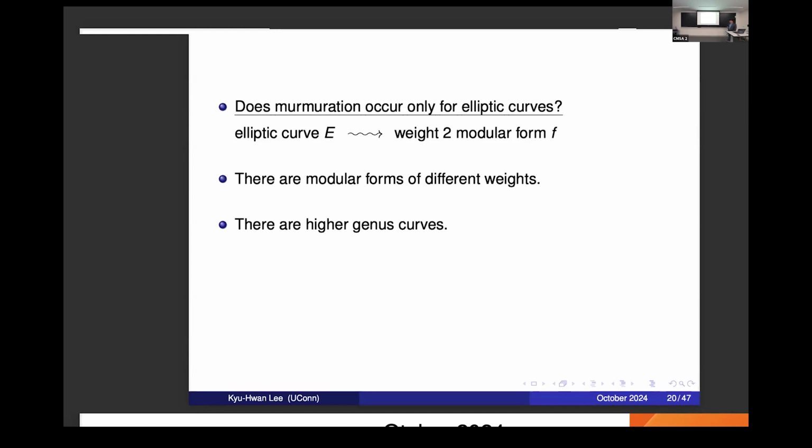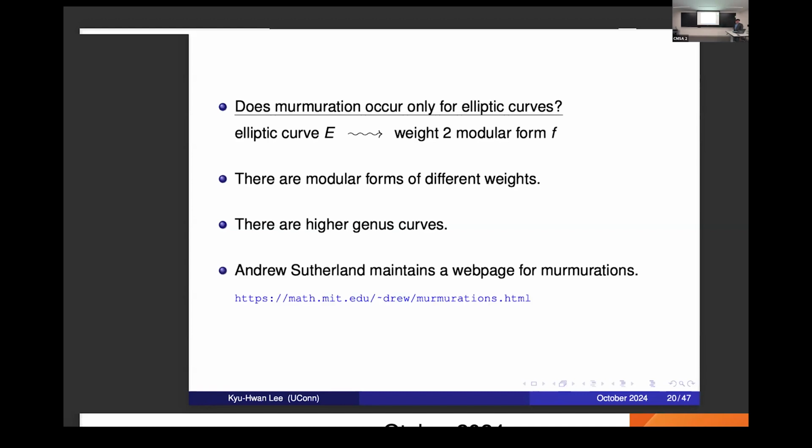Does the murmuration phenomenon exist there? Yeah, that was the question. The question was, will murmuration appear for these objects? That was the question. And the answer was yes.